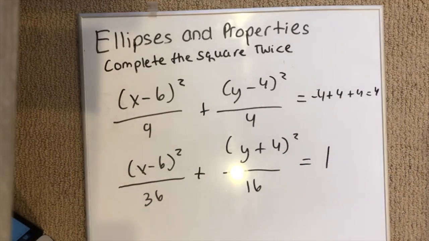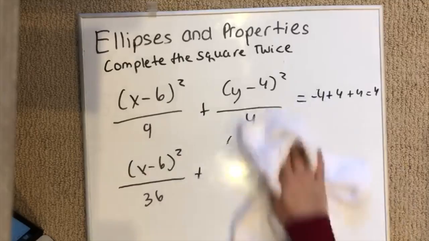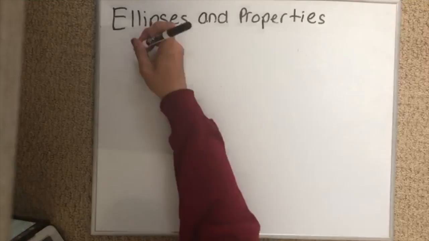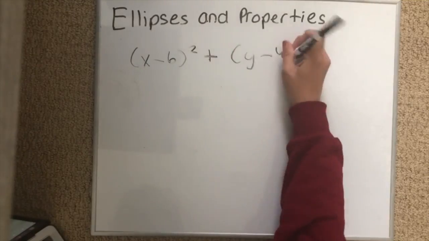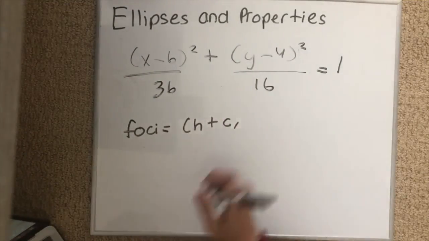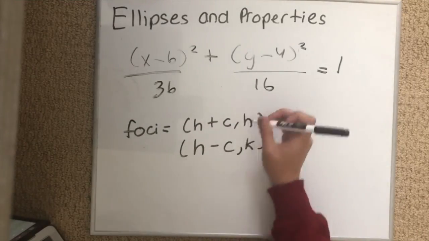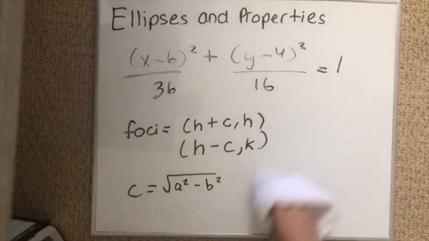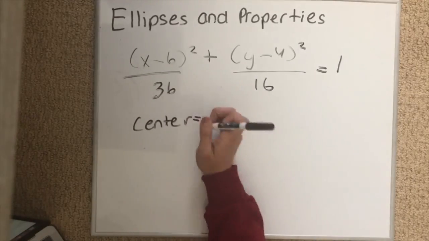Once we have this standard equation, we can use it to find things like the foci. For all ellipses, foci are the same and can be found using that same c squared equals a squared minus b squared. So here we have what the foci look like for all ellipses. Using that equation, we can find c.